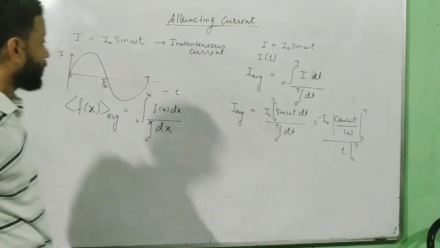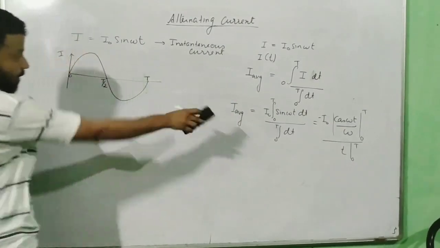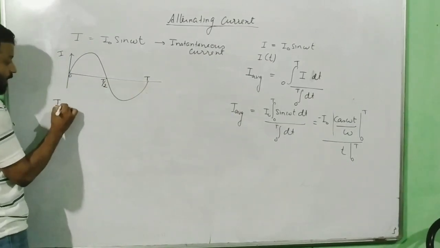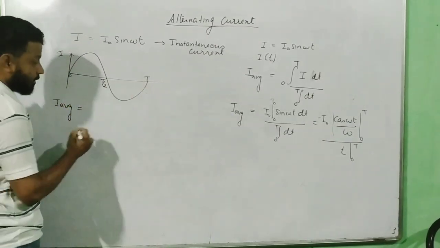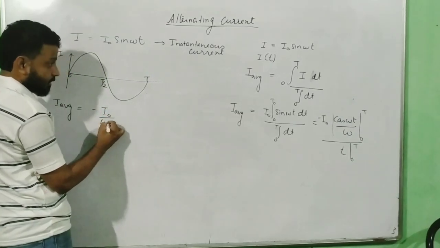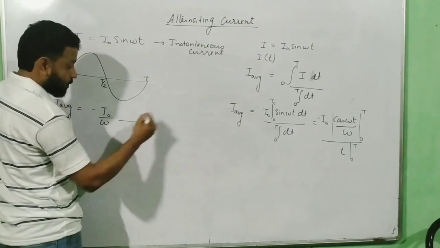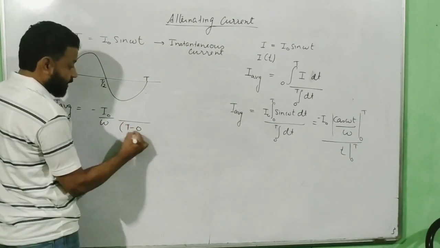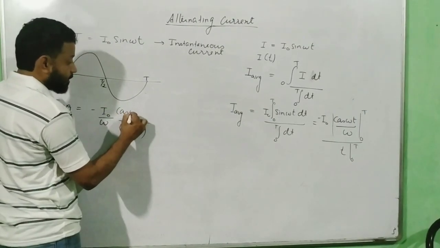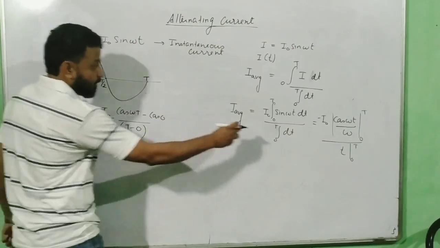Coming from that step over here, I average will be equal to minus I naught, and now take this omega over here. In the denominator you have 0 to T, so that becomes T minus 0. And now the first part: the upper boundary means cos omega capital T minus cos omega 0, because the lower boundary is 0.